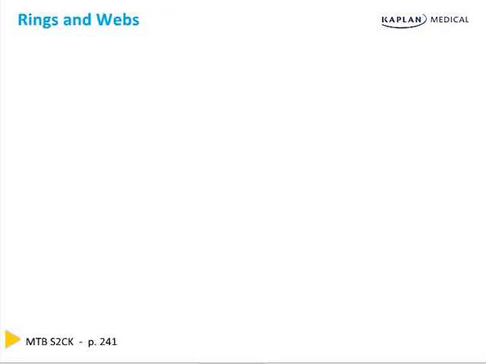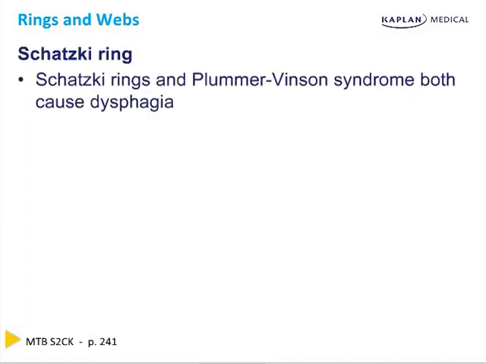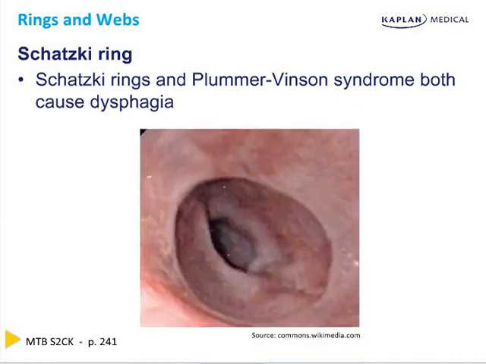Now, there are two important causes of dysphagia that are anatomical deformities. The first is known as Schatzki ring, with the accompanying Plummer-Vinson syndrome. Both of these can cause dysphagia. Here's an example of a Schatzki ring. A Schatzki ring is often due to acid reflux. It's really associated with hiatal hernia, and it's a type of scarring or tightening. It's also known as a peptic stricture of the distal esophagus.